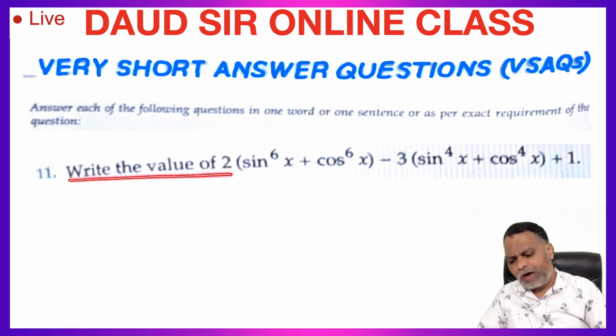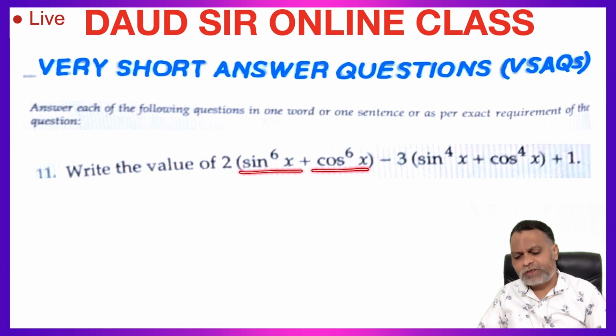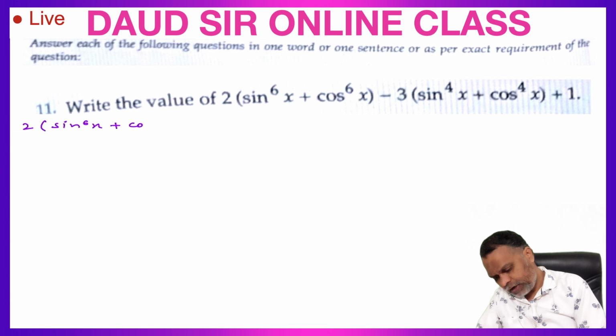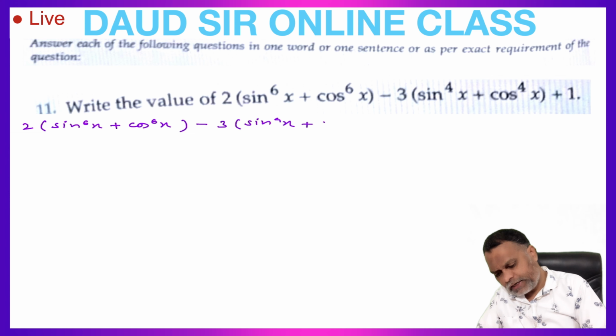Write the value of 2(sin raised to 6x plus cos raised to 6x) minus 3(sin raised to 4x plus cos raised to 4x) plus 1. We have to write its value.